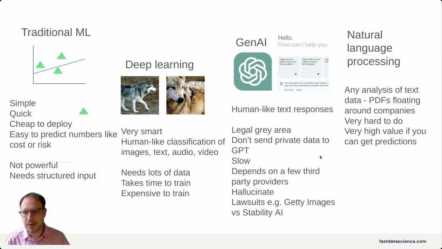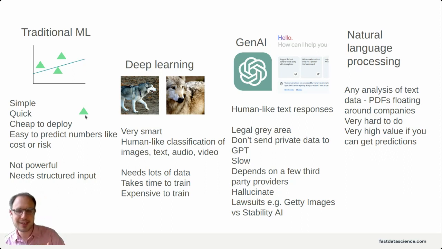So to summarize, we've got traditional machine learning on the left. This is things like graphs, regression models, and so on. They're simple, quick, very cheap to deploy, very easy to predict numbers. They're not particularly powerful. They're not particularly intelligent. And they need very structured input, which means a lot of legwork to assemble the input that they need.